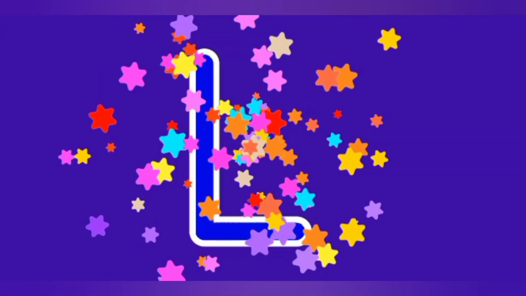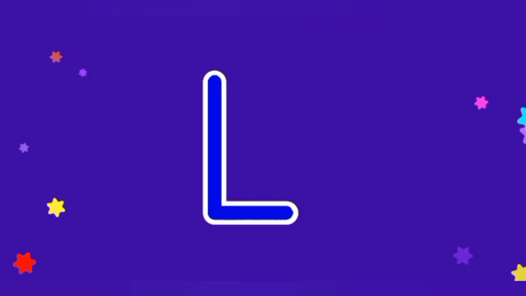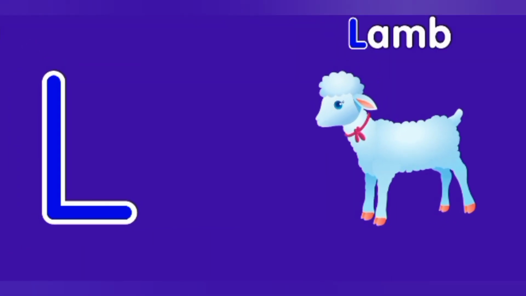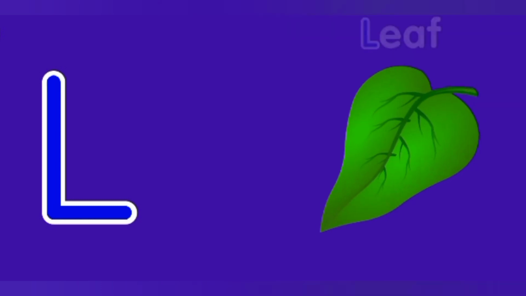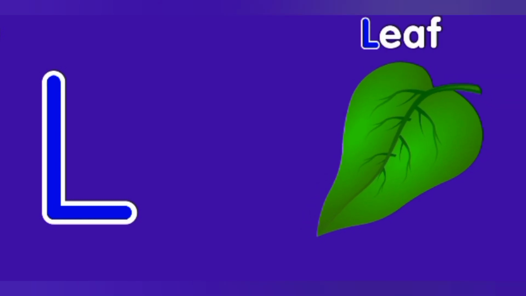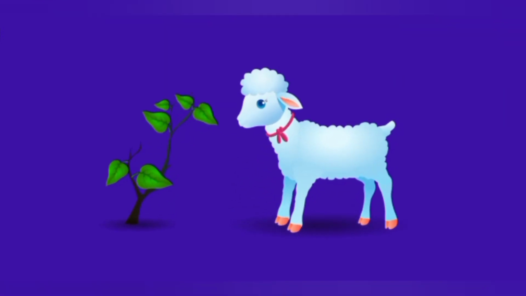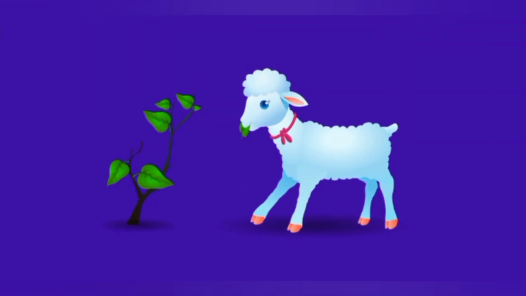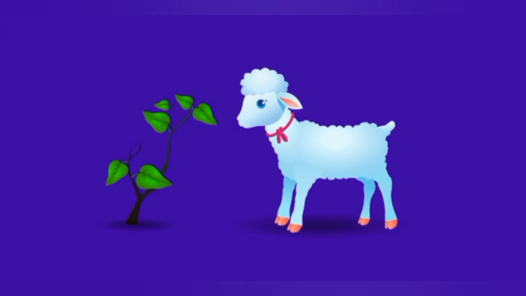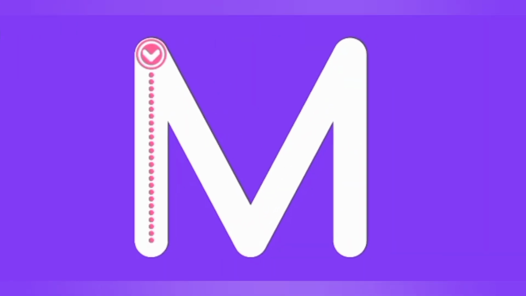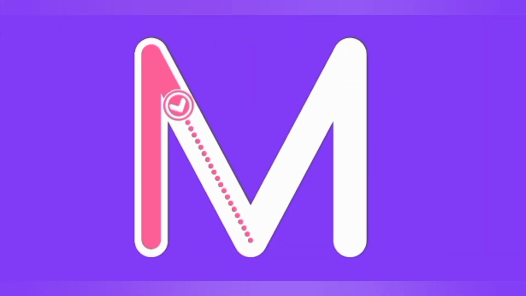Good. L. Wow. L is for lamp. Lamp. L for leaf. Leaf. Touch the object. Good. Trace the letter M.